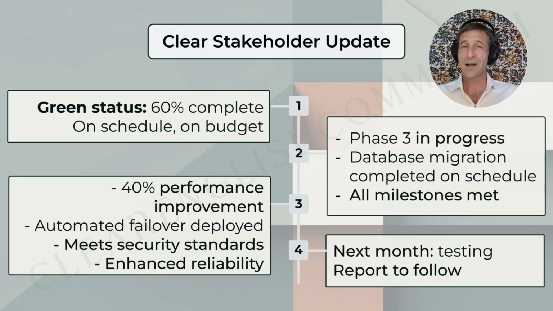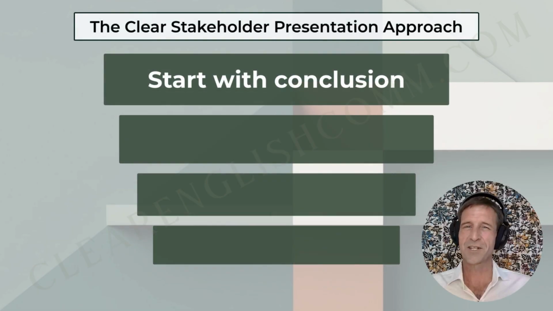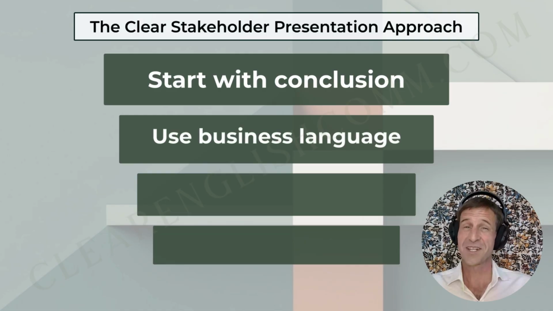You want to be prepared to answer questions about the technical details in the Q&A, but you only need to answer the technical questions people ask about. So what changed between these two approaches? We started with conclusions, so there's never any mystery about the project status. We use business language instead of technical details.